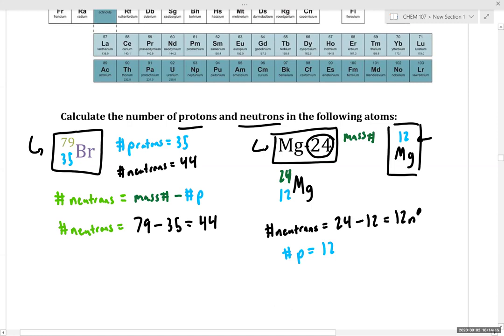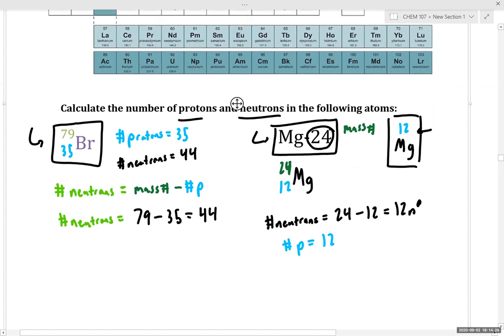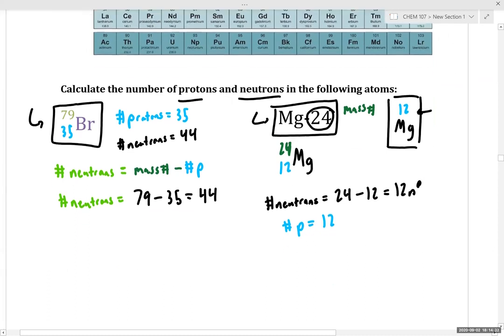You're asked just to calculate the number of protons and neutrons for this specific isotope. The numbers that you see below the element symbol, don't worry about them just yet. Those are representing the average atomic mass, which is used for an entirely different set of calculations. Does that make sense? Yes, thank you. Perfect.